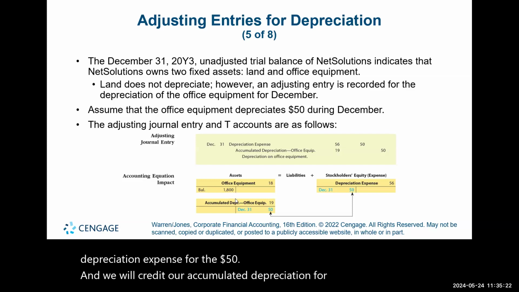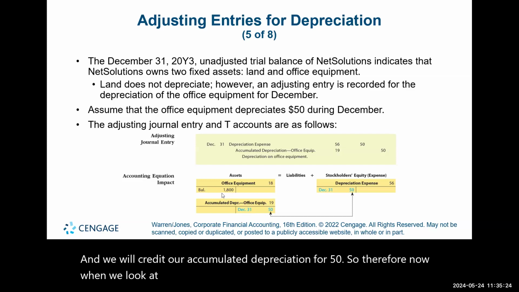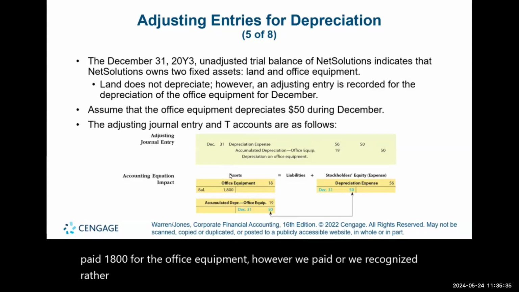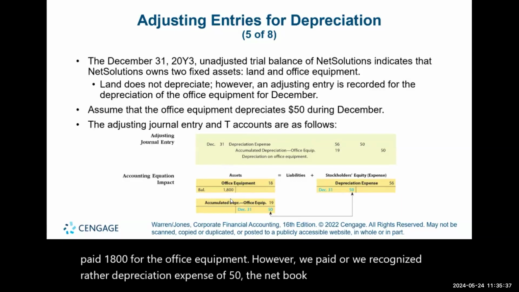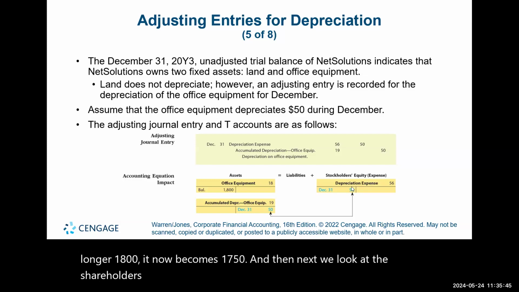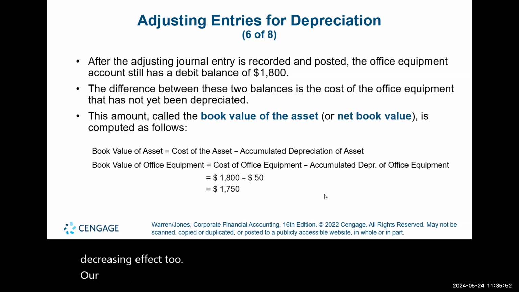So therefore, now when we look at the financials, we see the balance sheet, we see that we paid $1,800 for the office equipment. However, we recognize depreciation expense of $50. The net book value for this asset is no longer $1,800. It now becomes $1,750. And then next we look at the shareholders' equity. Because it's an expense, as we know, there's a decreasing effect to our stockholders' equity.